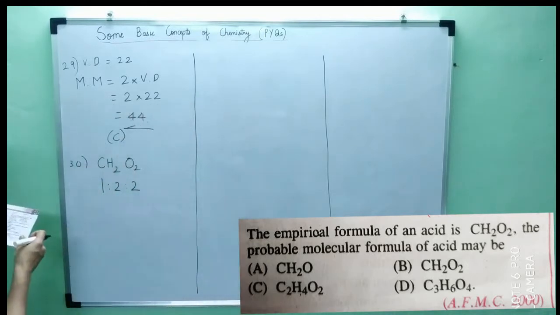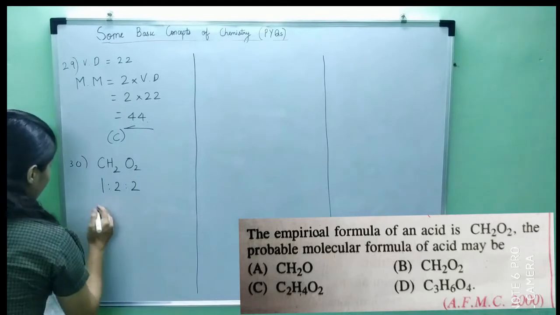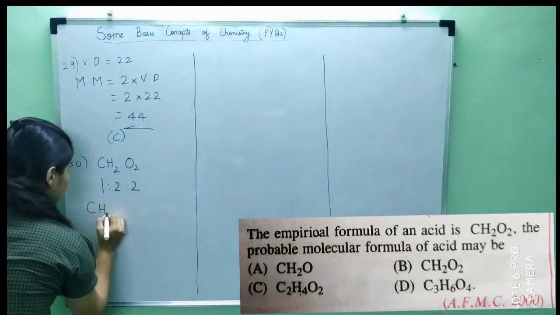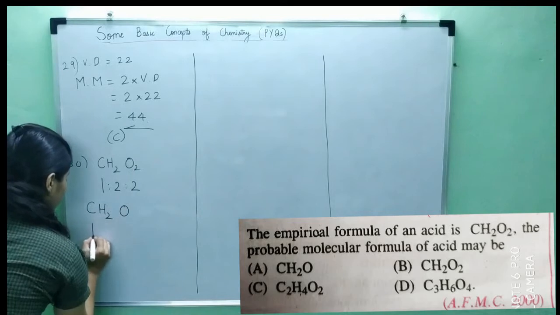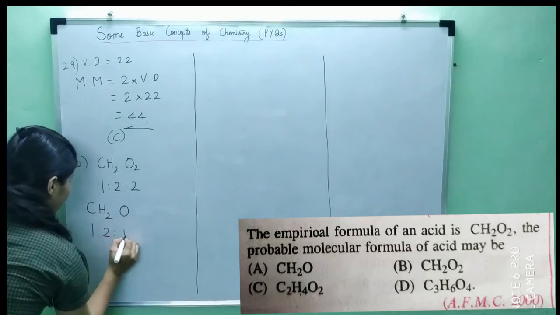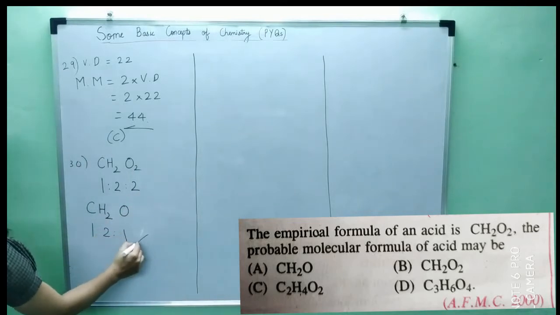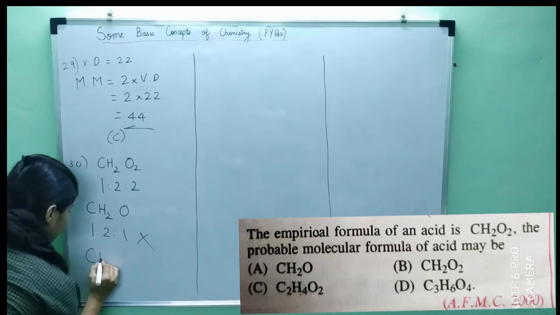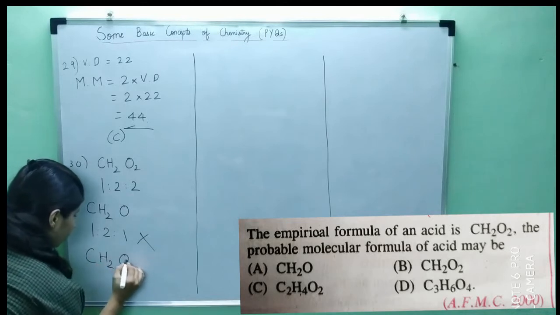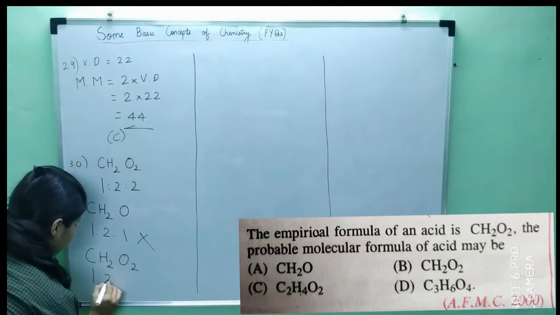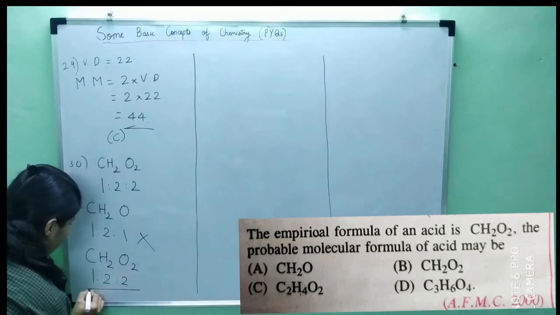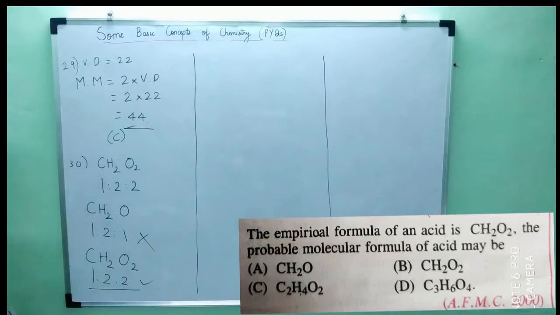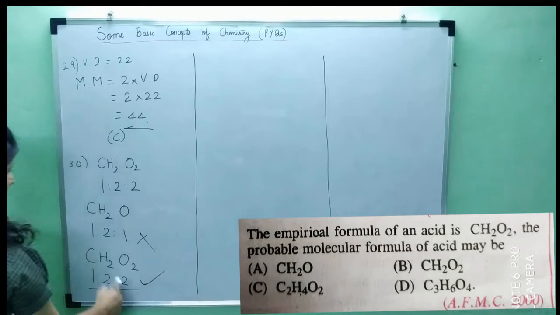Now let's look at the first option. CH2O. So this ratio is 1 is to 2 is to 1. It is not equal to this ratio, so this is not the answer. Next is CH2O2. CH2O2 has the same ratio, 1 is to 2 is to 2. So this has the same ratio, so this is the answer.